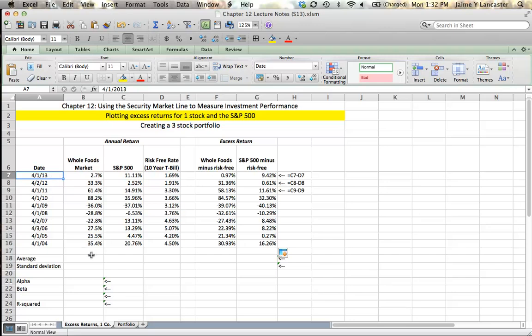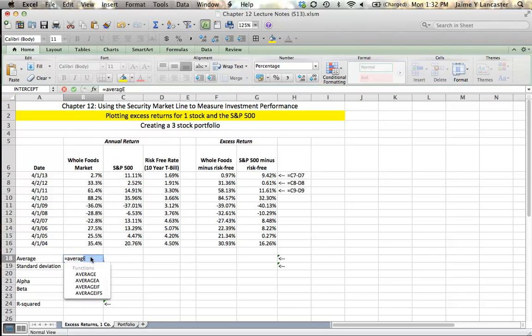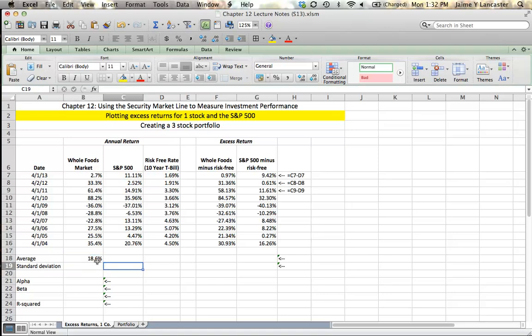All right, now let's look at some other data like average and standard deviation. Those are things that are familiar, and then we'll look at alpha, beta, and R squared. So I can take my average return for Whole Foods over the years, and then I'm just going to drag it all the way across. There'll be one column where I won't have any meaningful data, but I'll just delete that out.